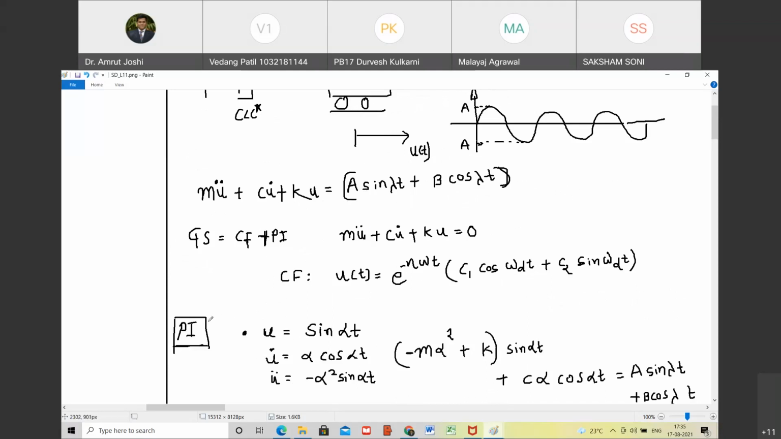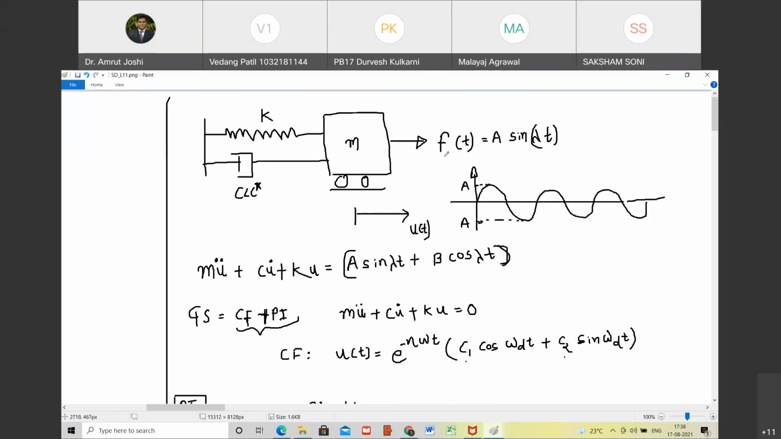Once I get that pi, I am simply going to add that to CF, and then I am going to use the boundary conditions for CF plus pi. So for the general solution, I will use the boundary conditions. I will get two constants C1 and C2. My solution is ready. I am going to take the same problem and plot the solution. Are you with me? Yes, sir. So this is the next path.